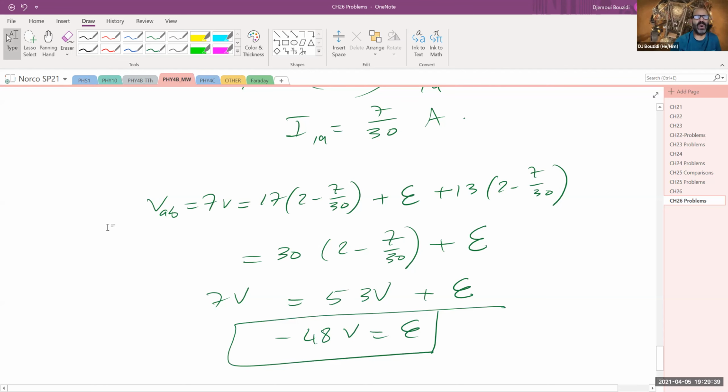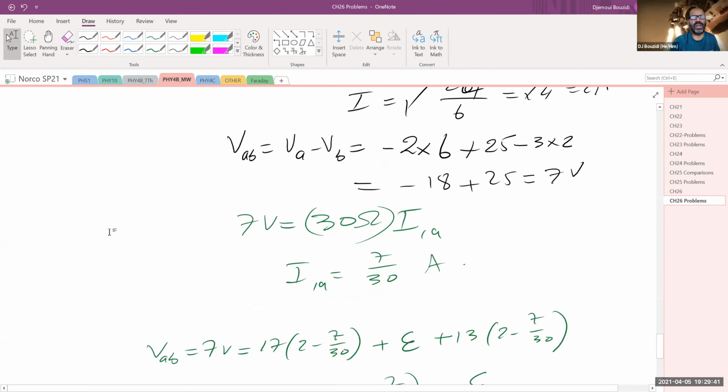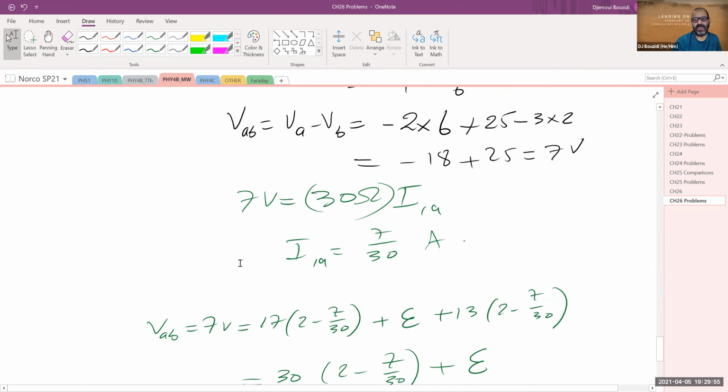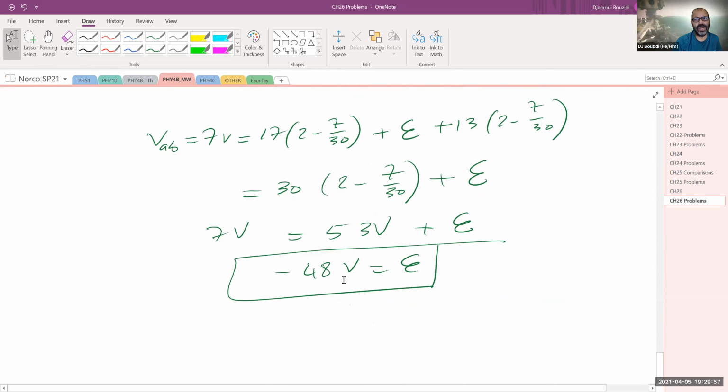So that means that it was actually all along a rising potential, not a drop. So the polarity is incorrect. So the polarity should really go like this, by 48 volts, okay? So the next question is asking you about the polarity, because I found it to be negative if I chose it in that direction, and it's negative 48 volts. So the value is 48 volts, but the polarity needs to be switched, okay?